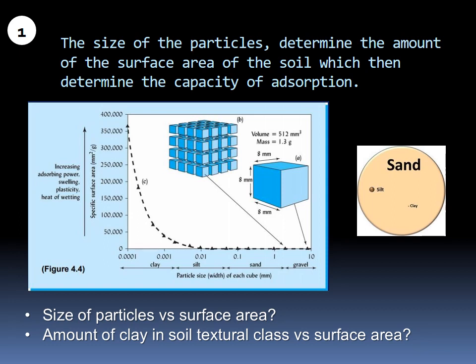And therefore, if you have more clay in your textural class, more percentage of clay, it means that you are increasing the surface area, increasing the chance for holding, and therefore holding more nutrient, water, or controlling contaminants.